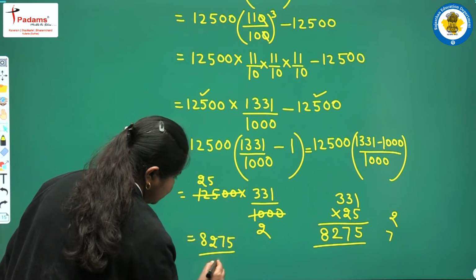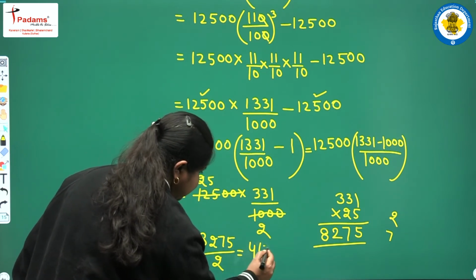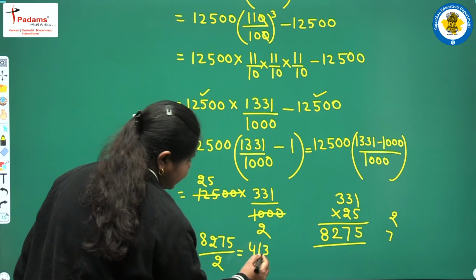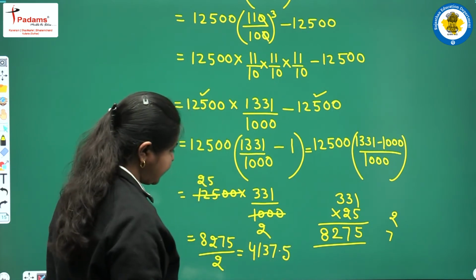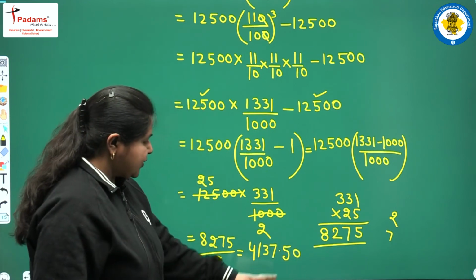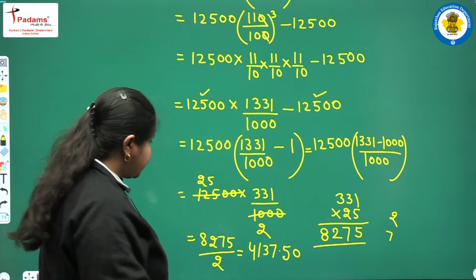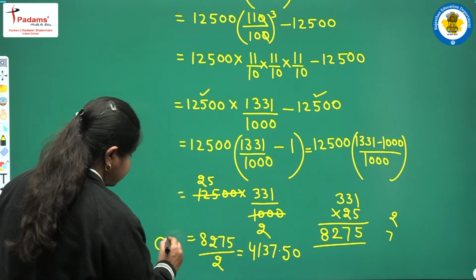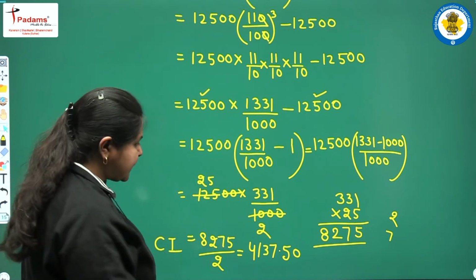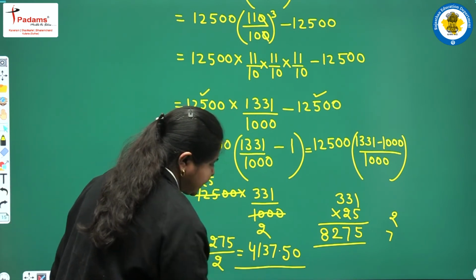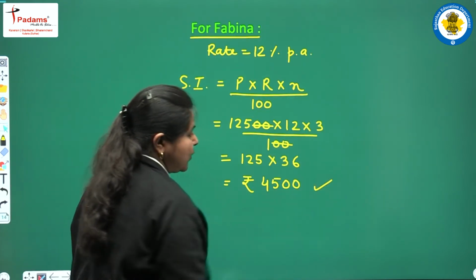Let us write it here. 8275. अब इसको 2 से डिवाइड करना है. 2 4s are 8, 2 1s are 2, 2 3s are 6, then 1 will be left, 15, 7s are 14, 1 0, 5s are 10 and place 1 0 also. So it's 4137.50. This much is the compound interest which Radha will have to pay. तो अब दोनों को कंपेयर करते हैं. राधा को देना है 4137.50 और फेबीना को पे करना होगा 4500.